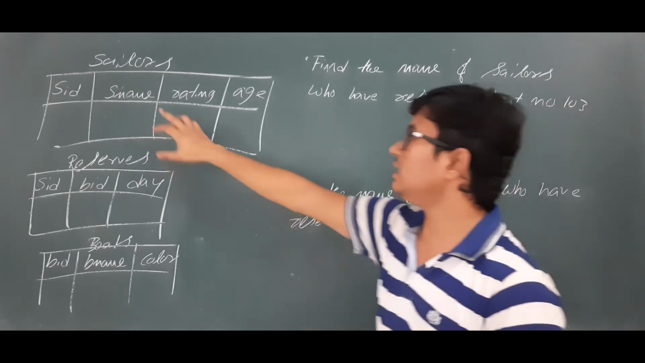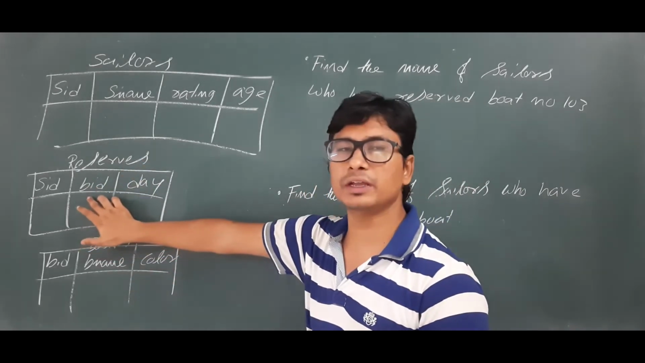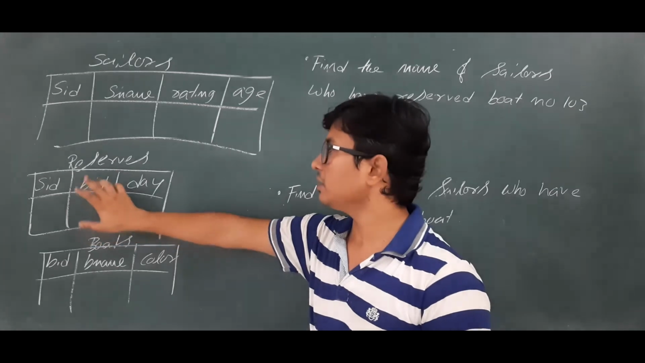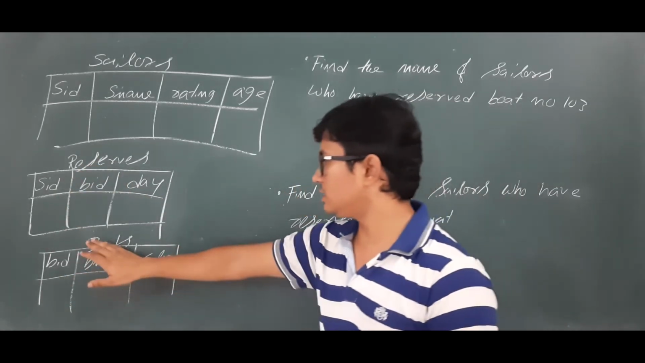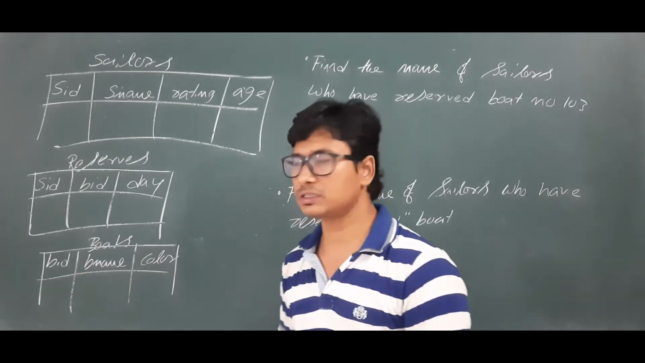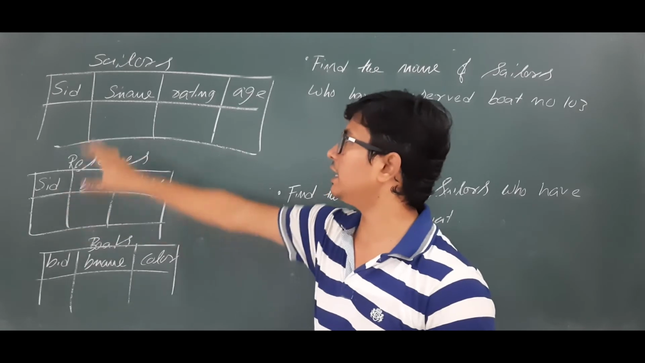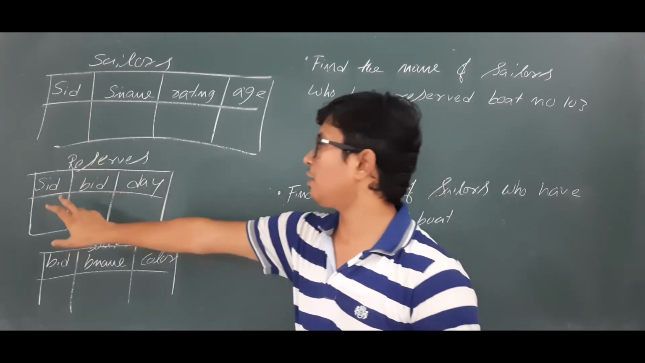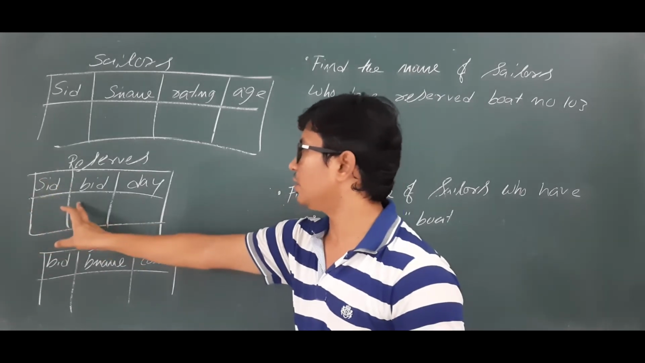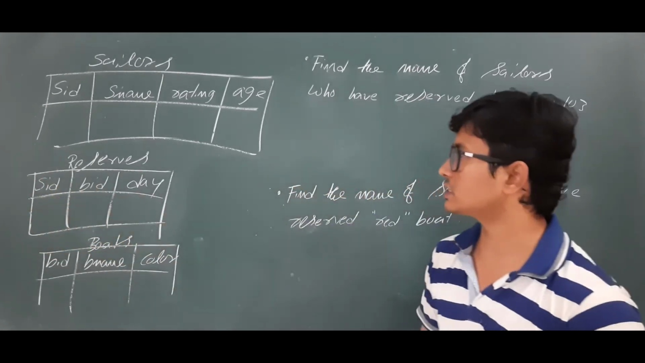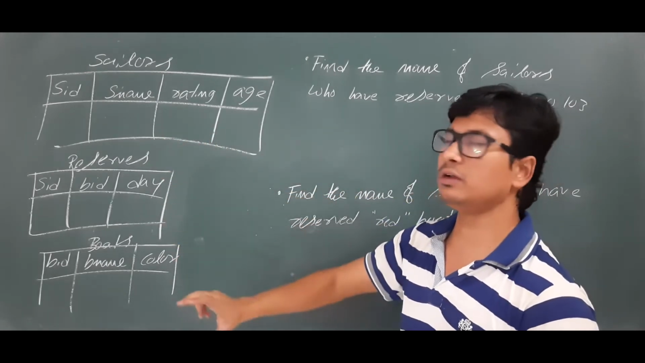If some sailor has reserved boat number 103, obviously the boat number will be here, and the corresponding boat number will be there. These are the list of boats with the boat IDs, and this is the information on who has reserved which boat. Let's take that sailor 1 has reserved boat number 103. It will be written as SID, 103, and the date on which he reserved. So I want to find which sailors have reserved boat number 103.